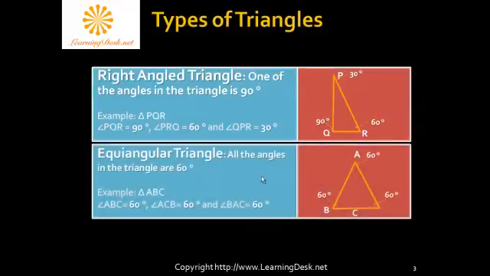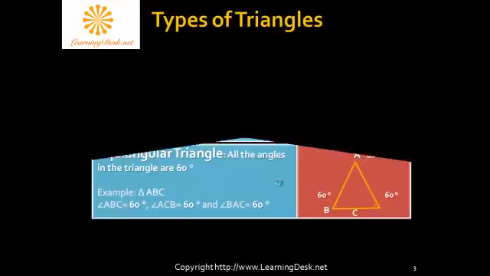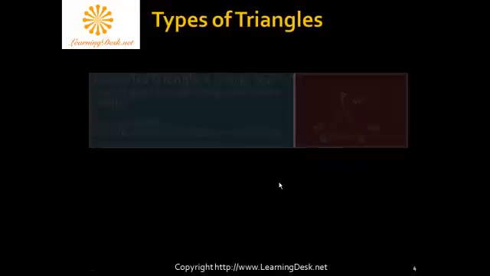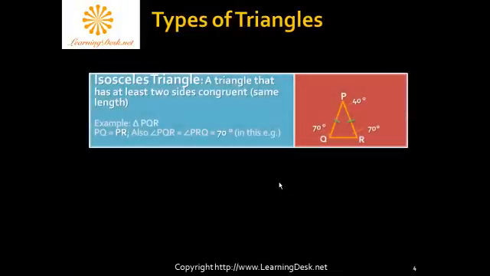What is an equiangular triangle? An equiangular triangle is a triangle in which all the angles are equal, and since all the angles are equal, each will be 60 degrees, and the total comes to 180 degrees, as we all know. So an equiangular triangle is a triangle where all the angles in the triangle are of the same degree, or 60 degrees. Now look at triangles based on the sides.